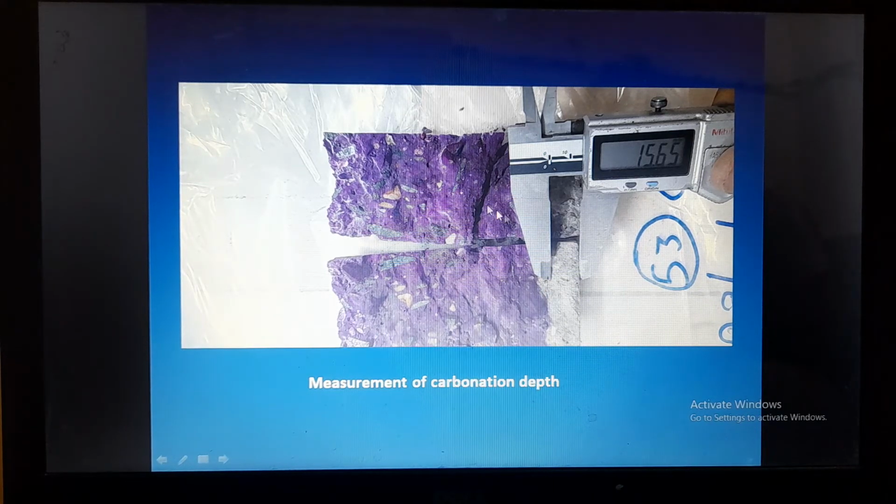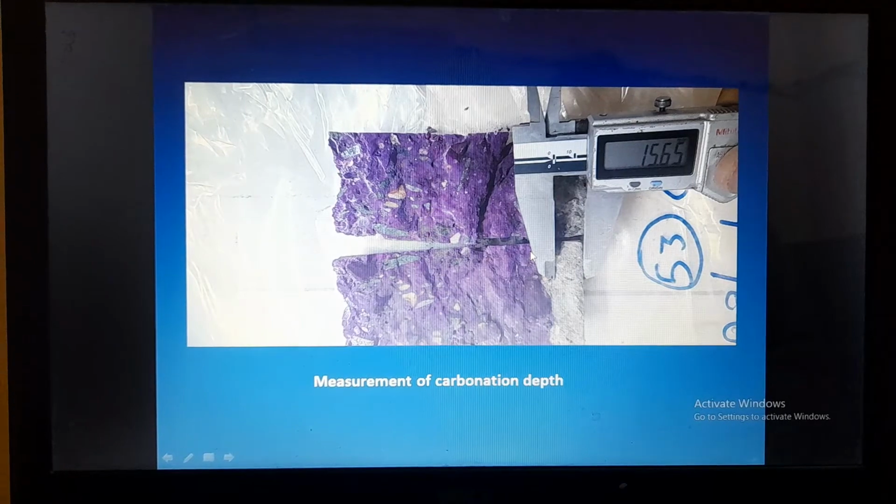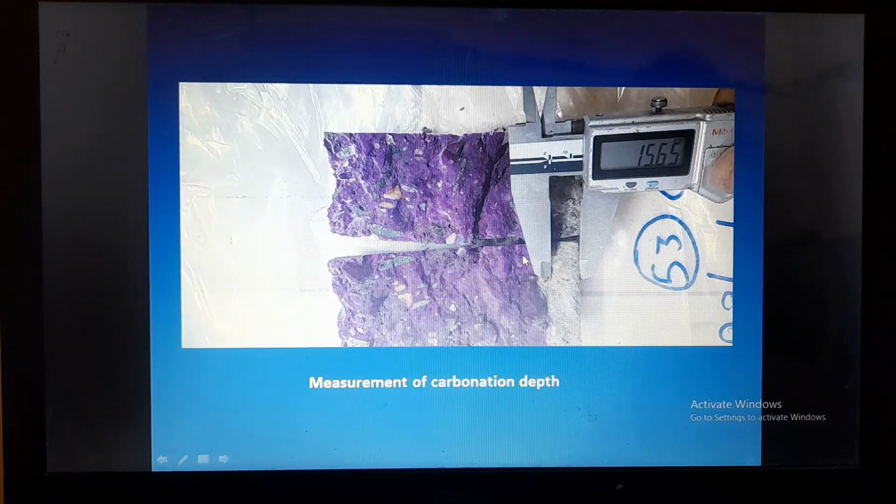To measure the depth of the carbonation, you need to cut a core from that particular structure and break the structure in two parts, that is, in the center, and you should spray phenolphthalein indicator on the structure. Here the structure that is affected with carbonation, you don't find any color change, and the structure that is not affected with carbonation, you can see the color changes to pink.